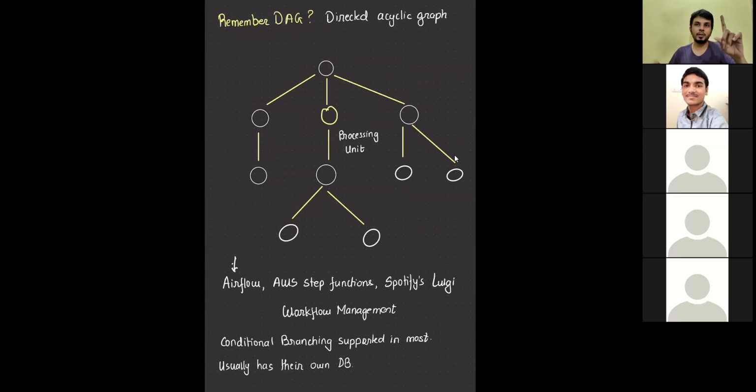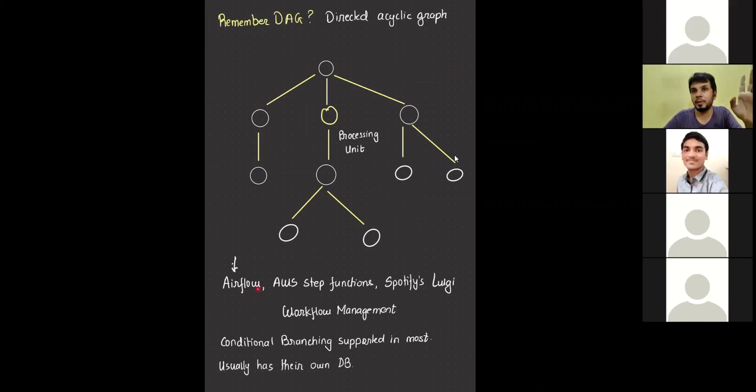First of all, 3 good implementations of this: Apache Airflow, AWS Step Functions, and Spotify's Luigi. These 3 are the most popular ones. Apache Airflow is by far the most popular one out there. These are workflow management tools. You can have conditional branching at most, and this system typically has its own database to maintain state.